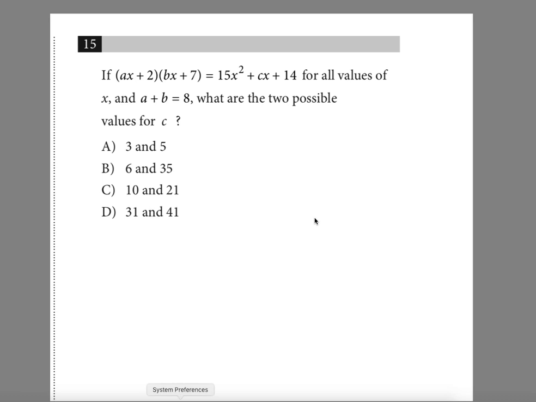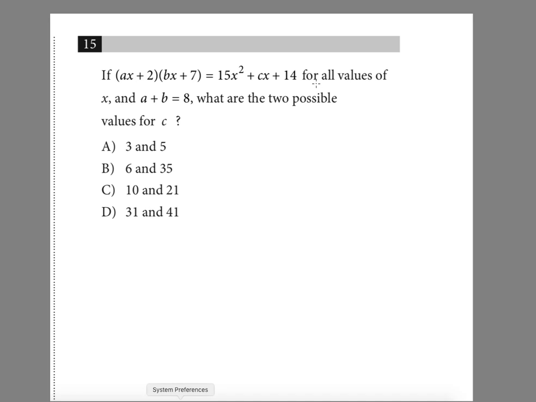So this is question 15 of the practice SAT, number 1 of the no calculator section, okay? I just want to point that out. So let's just get into this, okay? So it says if (ax + 2)(bx + 7) is equal to 15x squared plus cx plus 14 for all values of x, and a plus b is equal to 8, what are two possible values for c?